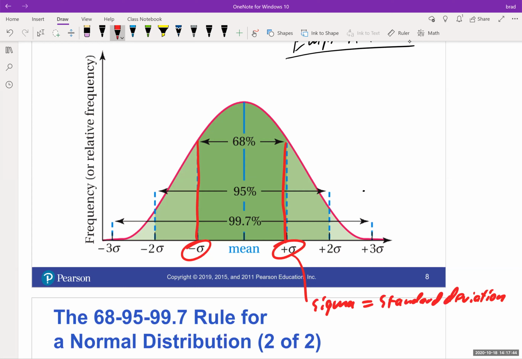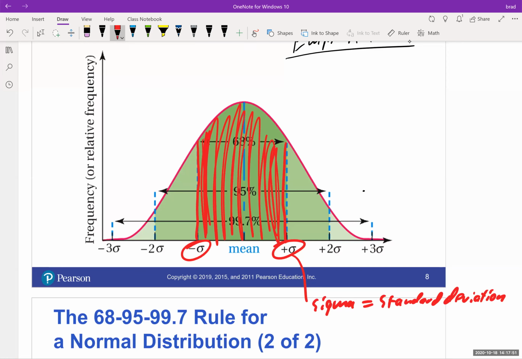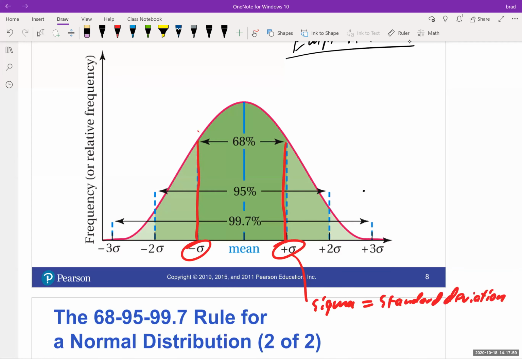Okay, so what they're saying is that if you were to shade in this area right here, and count how many scores are in it, approximately 68% of all the scores would be found between one standard deviation, left or right. So imagine you had 100 scores. That means that approximately 68 of those scores would be somewhere in this range.